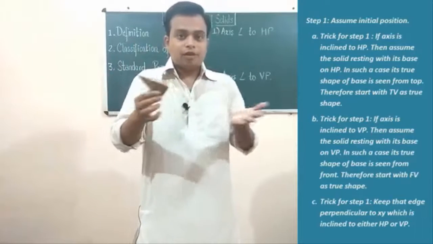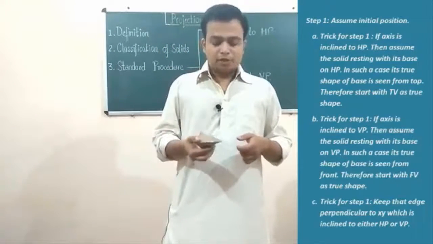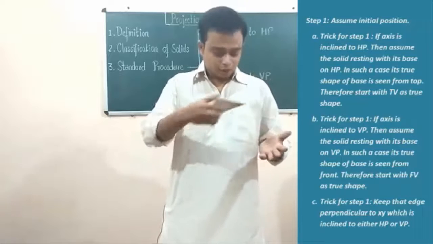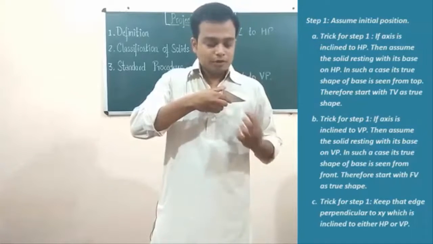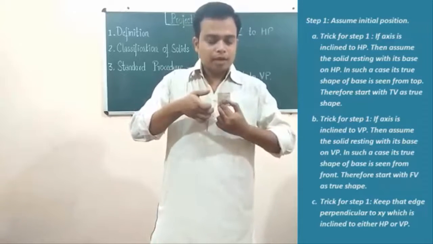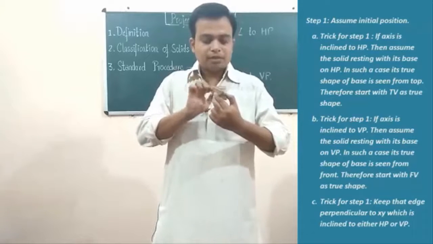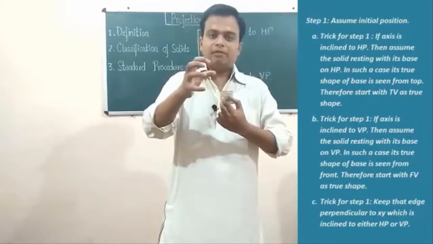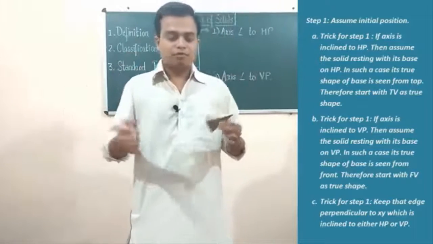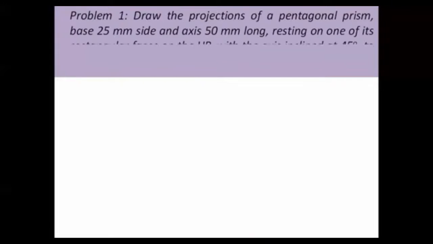That's it. Now, if in the question I say that one of its triangular faces is resting on the VP, what we're going to do is we're going to keep it standing on the VP. Okay, and in such a case, the true shape of the base can only be seen from the front, and therefore you have to begin by making the front view first. So this is going to be problem number 1, and it goes like this.